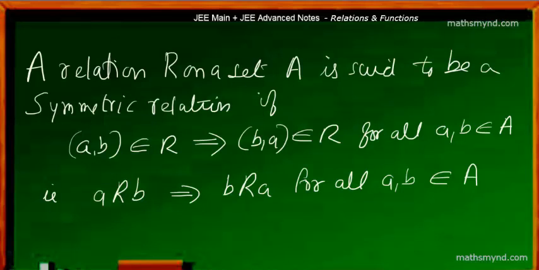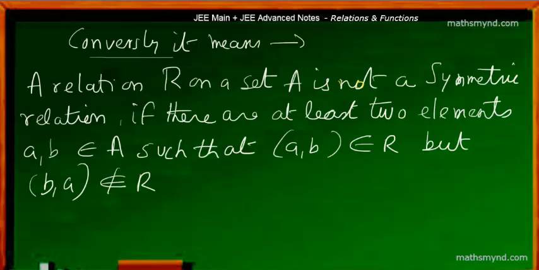Now, it is simply defined as: a relation R on a set A is said to be a symmetric relation if the ordered pair AB being an element of the relation implies that BA is also an element of the relation, for all A, B that are elements of the set A. That is, we can write the relation as ARB implies BRA, for all A, B in the set A.